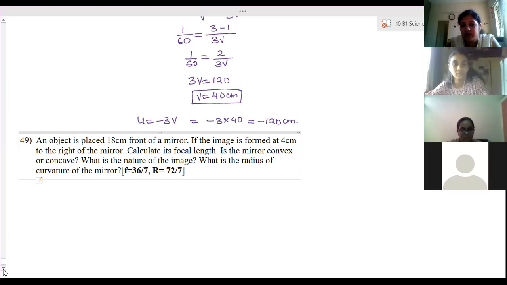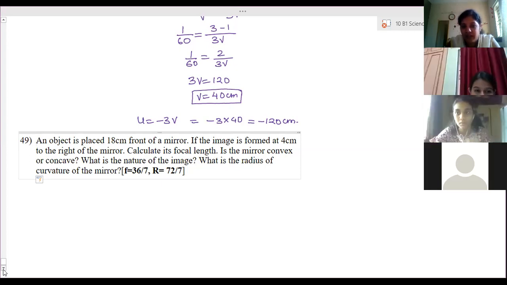The object is placed in front of the mirror. Where is the image formed? On the right side, behind the mirror. Behind the mirror, right? And what is the magnification value?